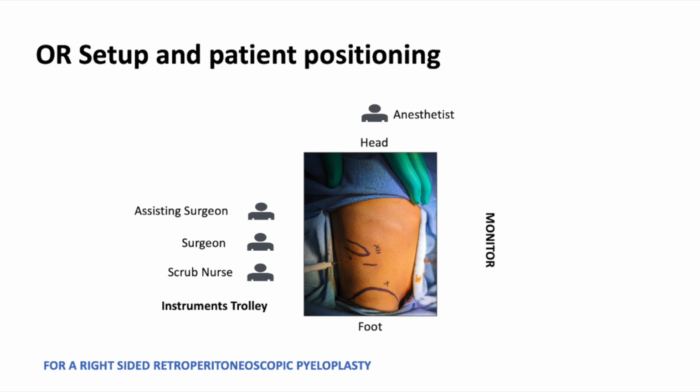Now, for a right-sided retroperitoneoscopic pyeloplasty, the child will be positioned in a full lateral position with right-side up and a roll kept below the opposite left flank so that the right flank opens up and becomes more prominent. The anesthetist will be standing on the head end of the patient and the surgeon, assisting surgeon and the scrub nurse will be on the back of the patient while the monitor will be facing in front of the patient.